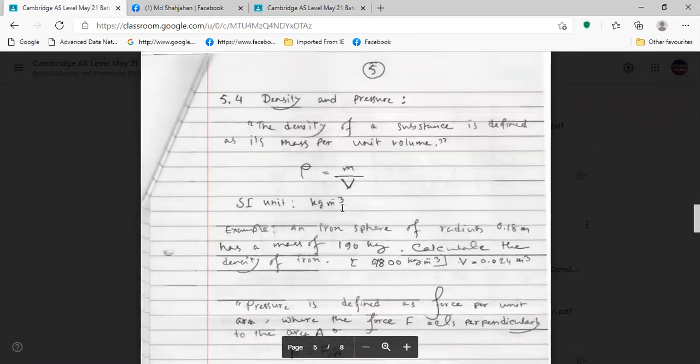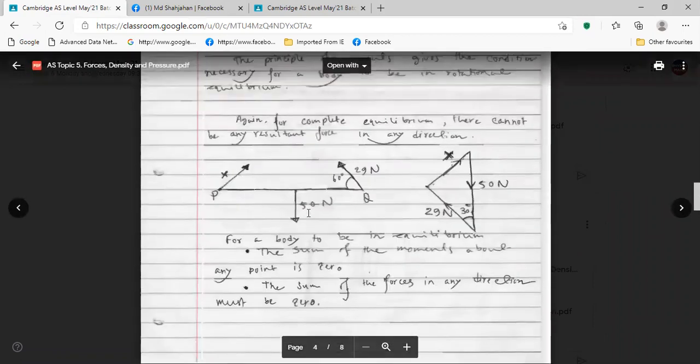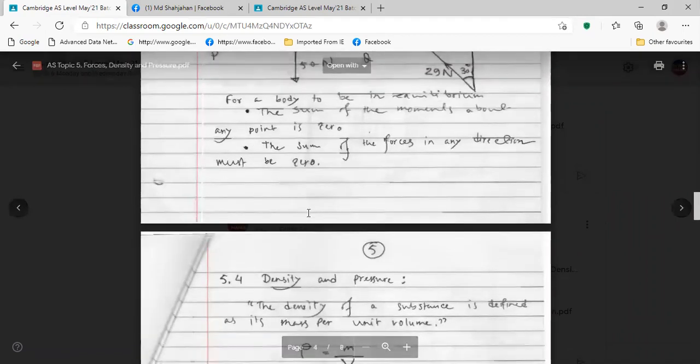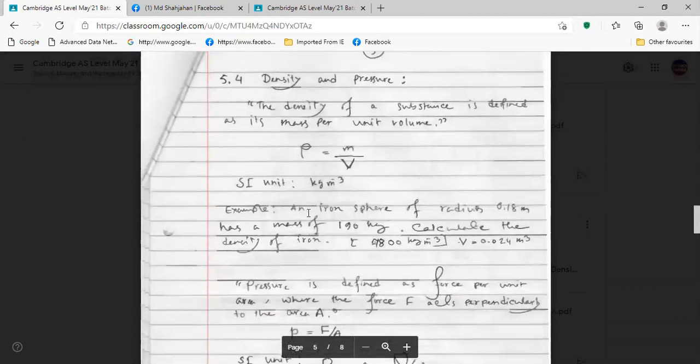Work, power, energy theory part is also finished. Now we are doing forces, density, pressure. I am talking about forces, density, pressure. Till here we are done in the last class. So we are continuing here, right?